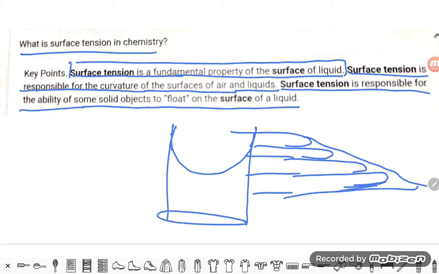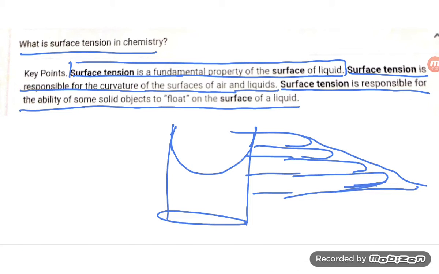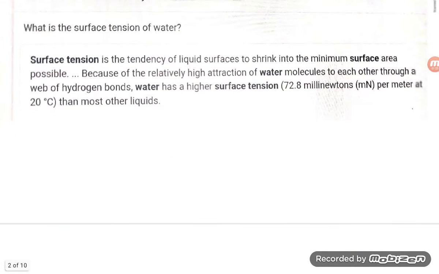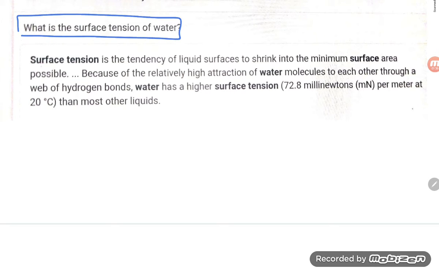Now let us move to the second question, students. What is the surface tension of water? Surface tension is the tendency of a liquid surface to shrink into the minimum surface area possible.